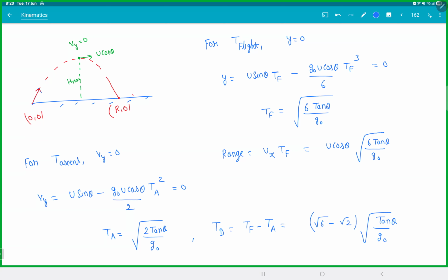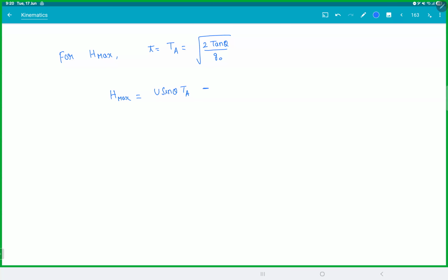We didn't find h max still. We found time of ascent. So if you take time of ascent and put it in the y coordinate, you'll get h max, isn't it? So for h max, t is equal to time of ascent, which is root over 2 tan theta by g naught. Put it in the y coordinate. What's the y coordinate here? u sine theta time of ascent. This is your h max.